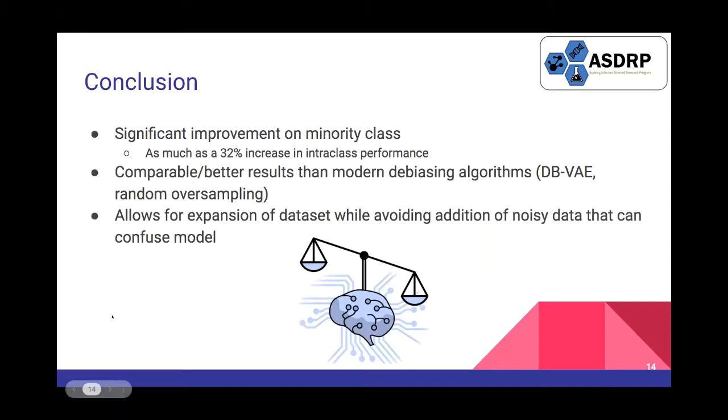This research shows that using deep learning synthetic methods such as VAEs and GANs can be used to balance imbalanced facial datasets and improve performance on minority classes significantly. We see as much as a 32% increase in intra-class performance compared to modern methods. Our results are comparable with the top methods of today's research, such as DBVAE, and even better than other methods such as random oversampling and data augmentation. Our model also allows for the expansion of the data set while avoiding the addition of noisy data that can confuse the model, which causes overfitting or underfitting.